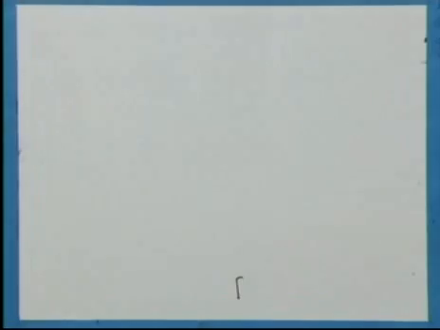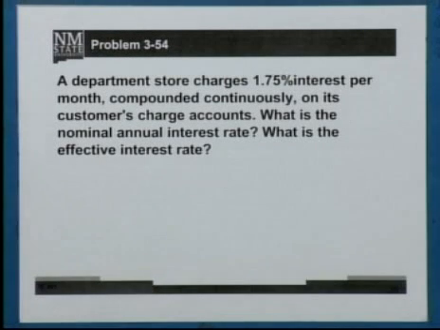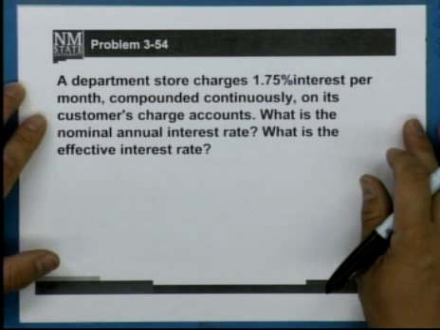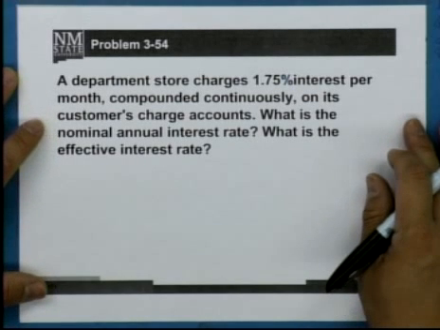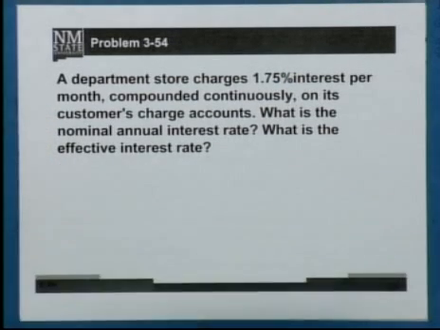Next. Let's solve another problem from chapter 3, which is problem number 3-54. So department store charges 1.75% interest per month, compounded continuously on its customers' charge accounts. What is the nominal interest rate and the effective interest rate?